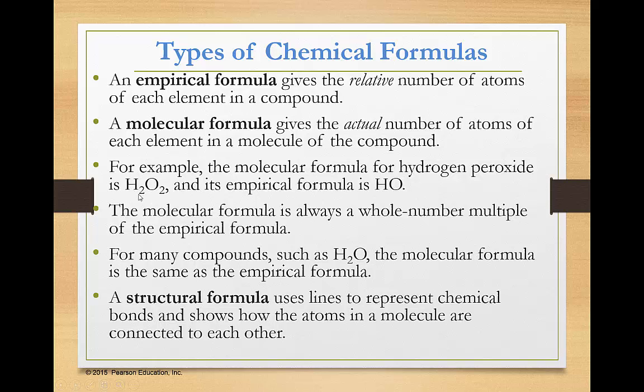This is what we need to know. What's the real ratio? If I were to somehow be able to hold a molecule in my hand, how many hydrogens, how many oxygens would I have, and how are they put together? Now, a molecular formula is always going to be a whole number multiple of the empirical formula. So obviously I can multiply through by a number to get the molecular formula. I multiply through by 2 to get to the molecular formula here.